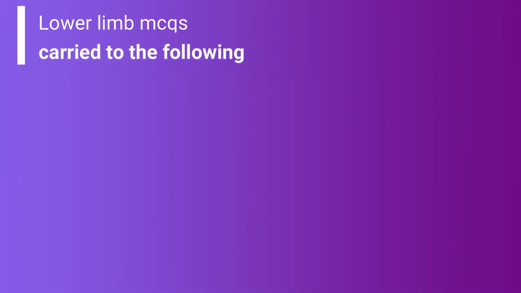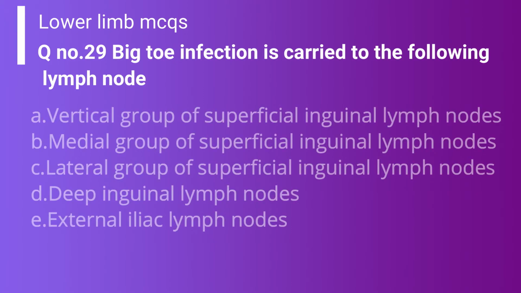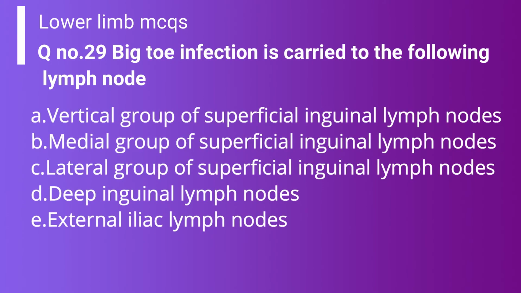Number 29. Big toe infection is carried to the following lymph node. Option A, vertical group of superficial inguinal lymph nodes. Option B, medial group of superficial inguinal lymph nodes. Option C, lateral group of superficial inguinal lymph nodes. Option D, deep inguinal lymph nodes. Option E, external iliac lymph nodes.